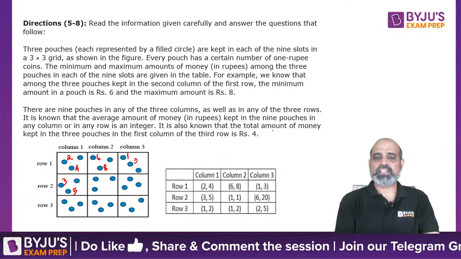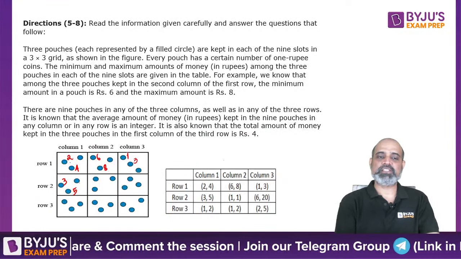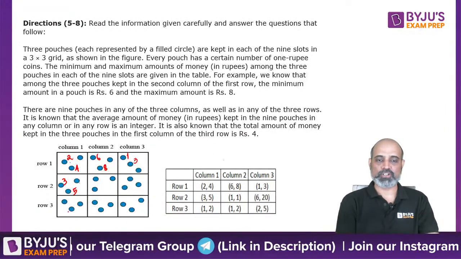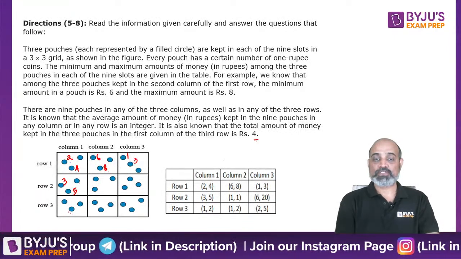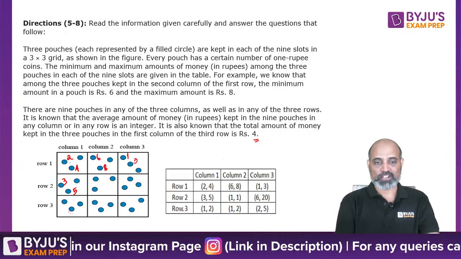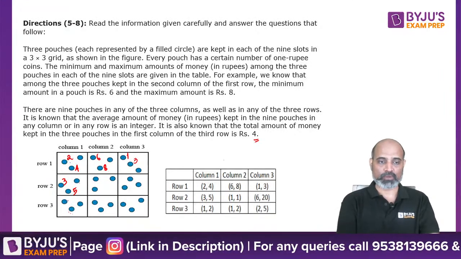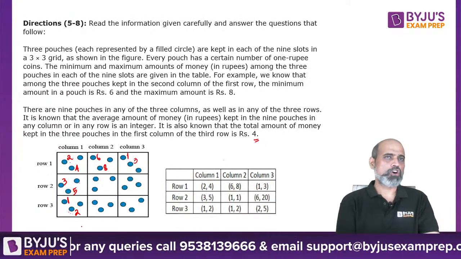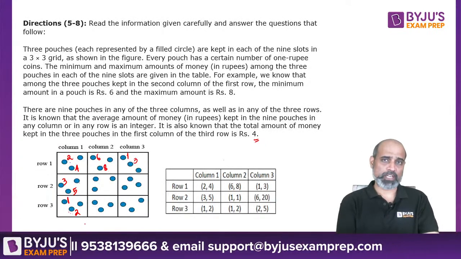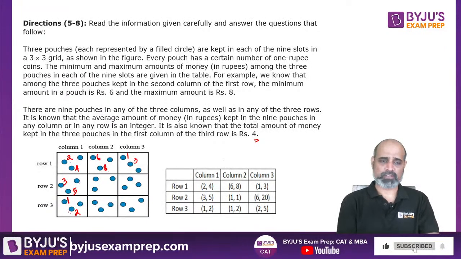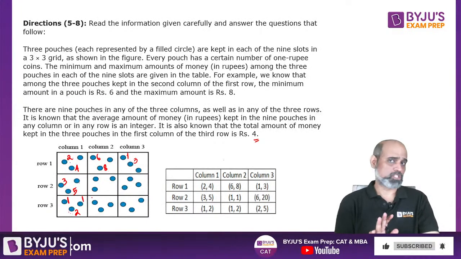It is also known that the total amount of money kept in the 3 pouches in the first column of the third row is 4. This is not the average, this is the sum of the money. So if I look at the first column, third row, this is 1, 2. So one is 1, one is 2. How will I make the sum 4? How many rupees should we have in the third pouch so that the sum can be 4? Of course 1. This is the only possibility.